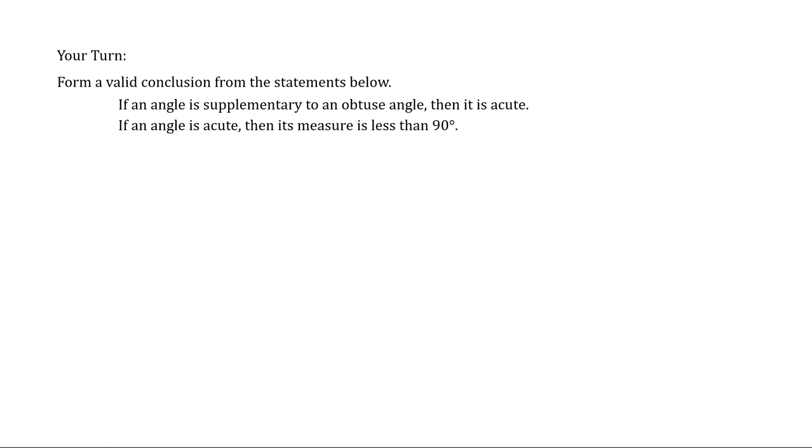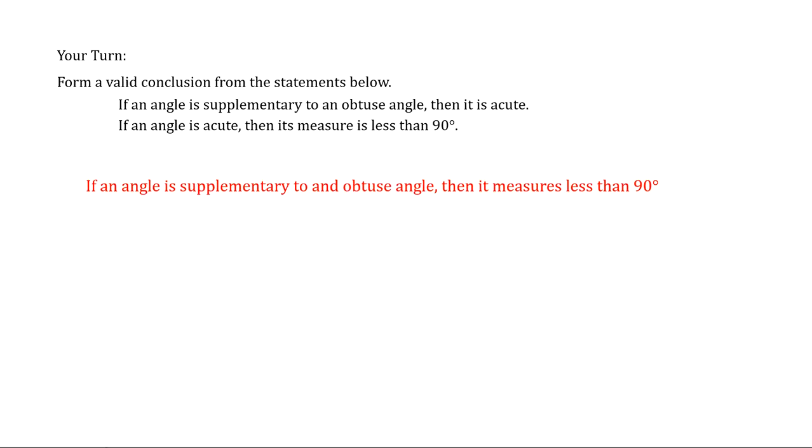We get two statements. If an angle is supplementary to an obtuse angle, then it is acute. If an angle is acute, then it measures less than 90 degrees. Come up with a conclusion based on those two statements. Okay, our statement is going to be: if an angle is supplementary to an obtuse angle, then it measures less than 90 degrees. We've always thought that. That's one of the true things we learned back with the angle relationships. Obtuse angles are greater than 90 degrees. Supplementary to that has to equal 180, so then we have to be less than 90 degrees.